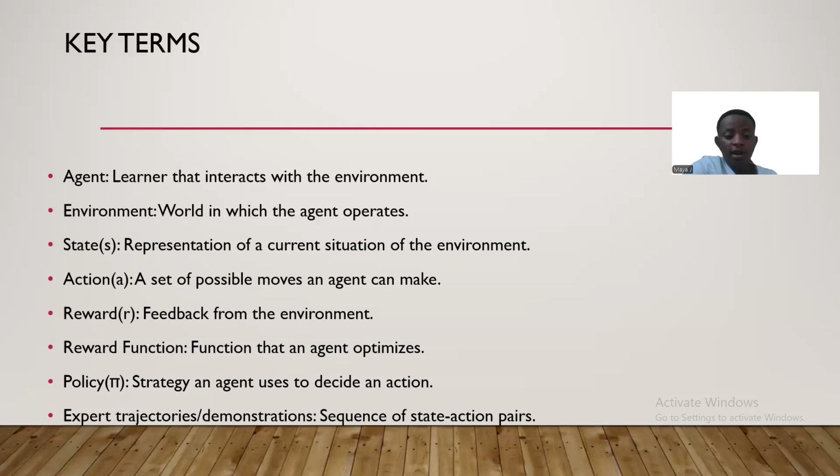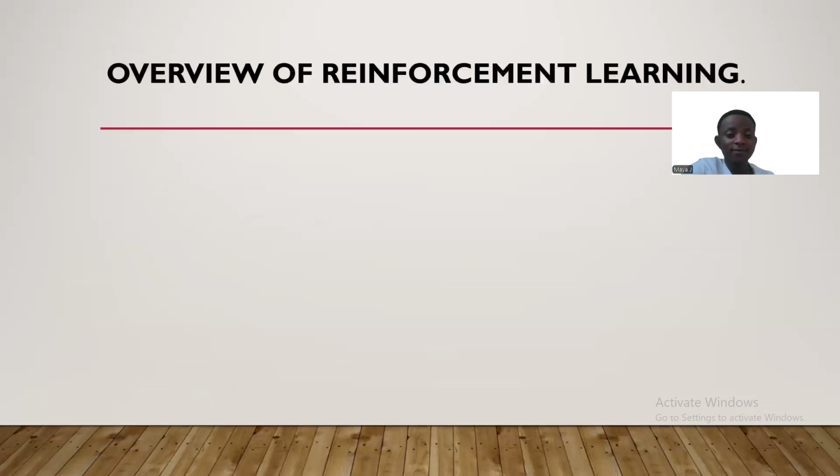So generally, an agent takes decisions or actions in the environment based on the current state of the environment. And then, after taking that decision or making that move, the environment rewards the agent with the feedback. That's how the agent keeps on learning and getting better.